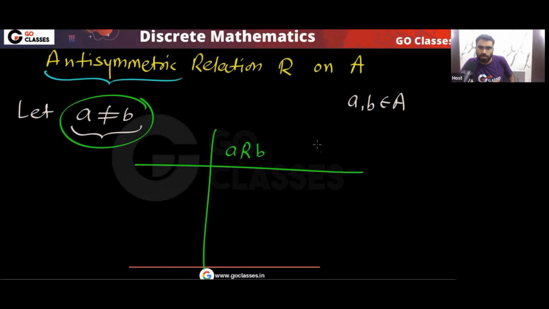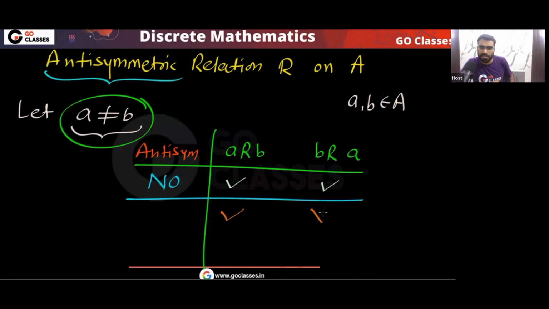See, A related to B, B related to A. Is this allowed, that both of them are happening? Is this allowed in the antisymmetric relation? In the antisymmetric relation, both of them happening is not allowed. The other things are allowed. For example, this happens, this does not happen: this is allowed. This does not happen, this happens, or both do not happen. All these things are allowed. But remember, this is not allowed.